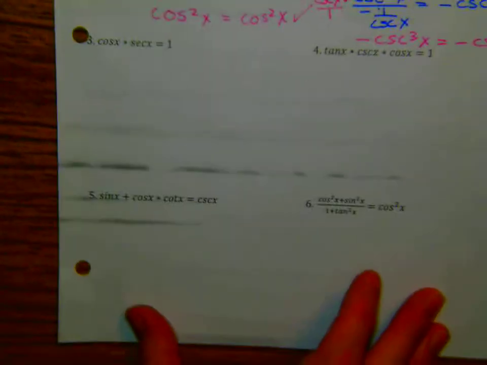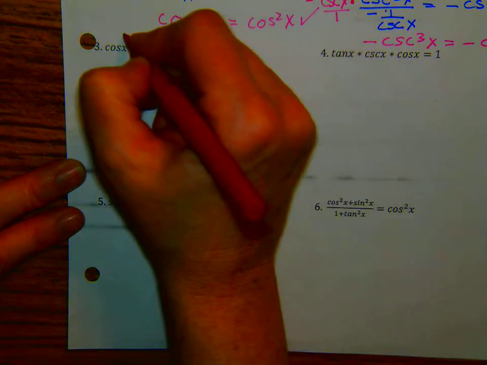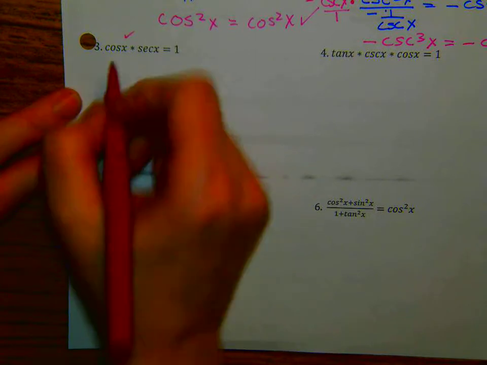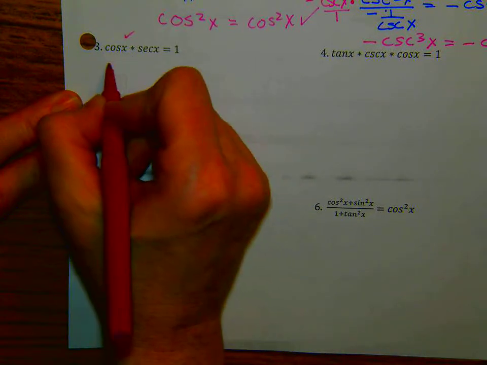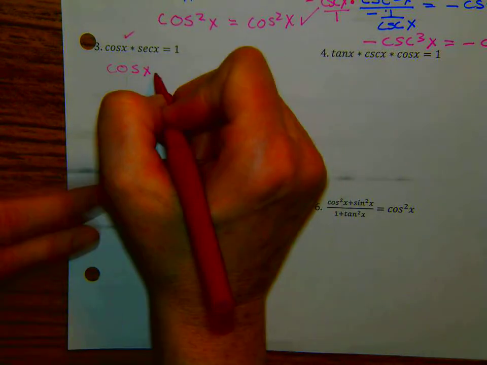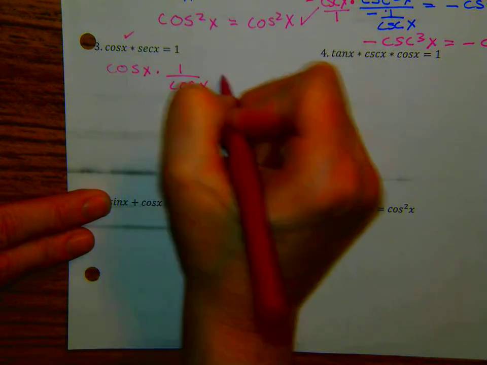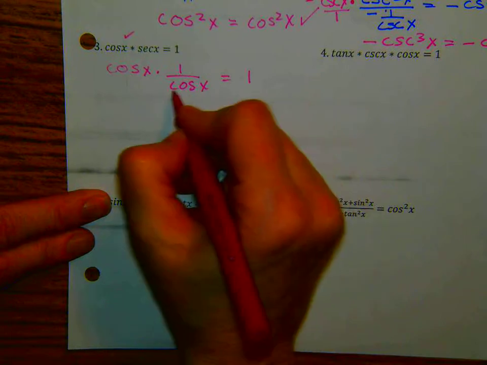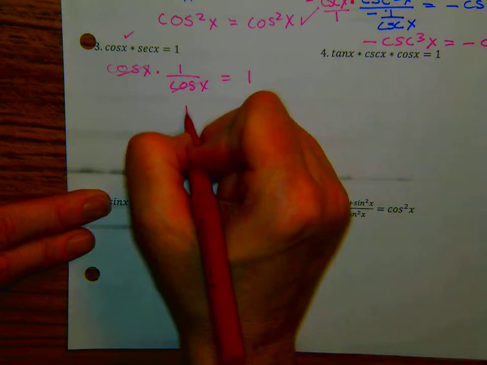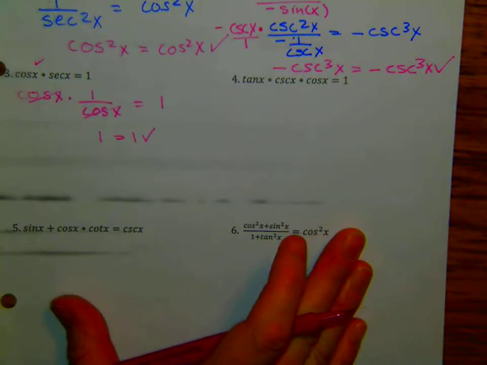Alrighty, let's go to number 3. Looks a little more simple. Obviously, the right side is more simple, so let's work with the left. And we have the cosine of x, which we will keep the same. What is the secant? Well, what's the inverse of the secant? We will rewrite the secant as a cosine times 1 over the cosine equals 1. This is very simple. The cosines simply cross out, and I get 1 equals 1. Wow, it's very nice when it's that easy. It's not often that easy.